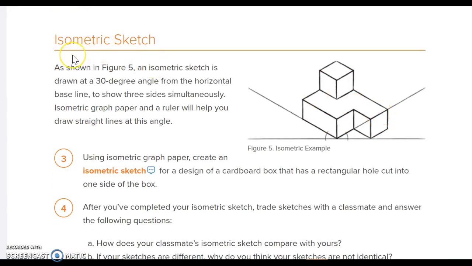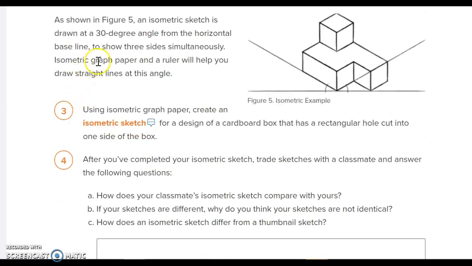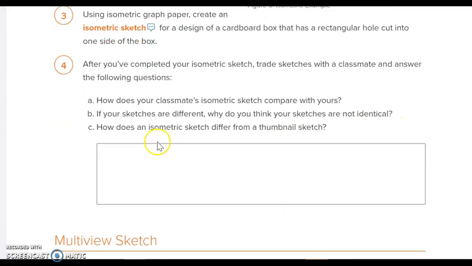Isometric sketch. As shown in figure 5, an isometric sketch is drawn at a 30-degree angle from the horizontal baseline to show 3 sides simultaneously. Isometric graph paper and a ruler will help you draw straight lines at this angle. Using isometric graph paper, create an isometric sketch for a design of a cardboard box that has a rectangular hole cut into one side of the box.